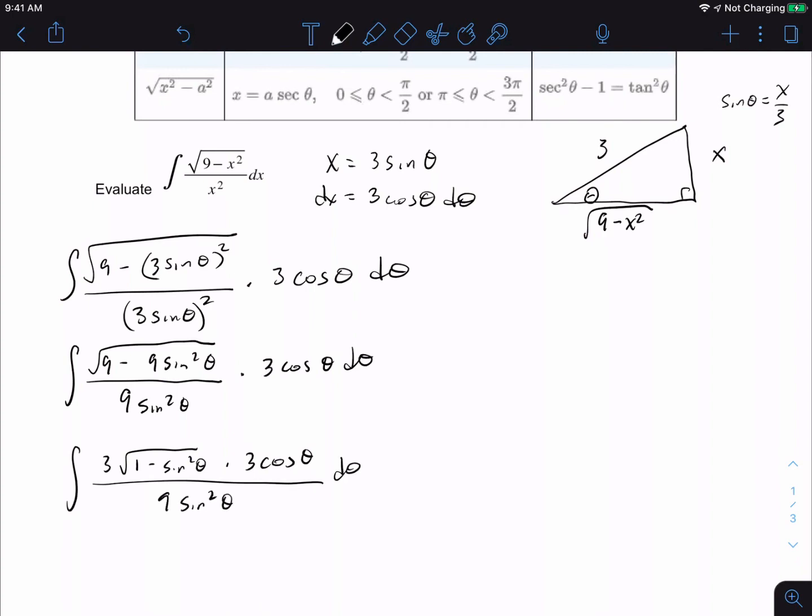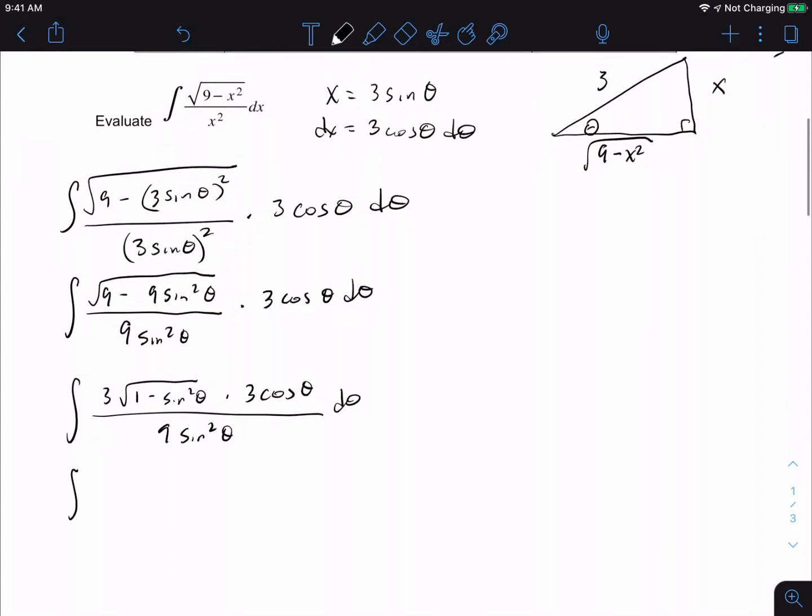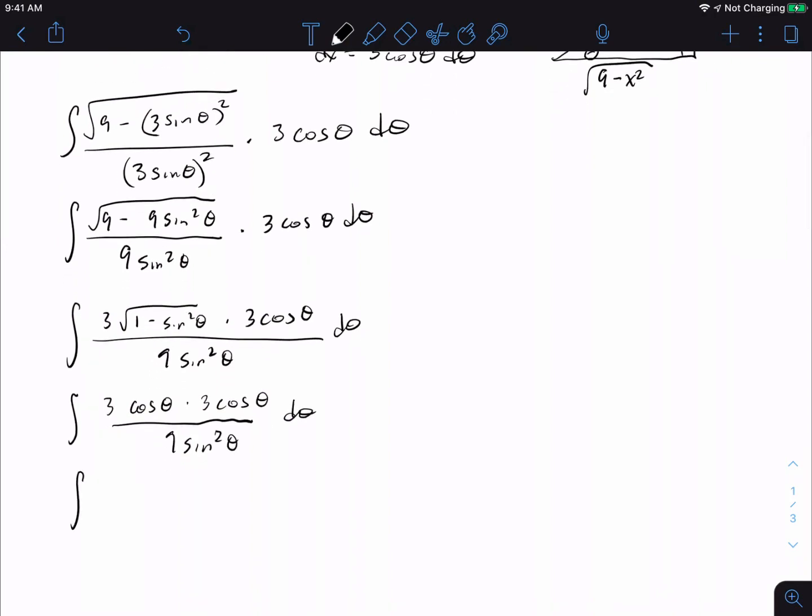I'm trying to show you all the work. I don't want to skip steps. 1 minus sine squared theta is what? Isn't that cosine squared theta? Yes. And the square root of cosine squared theta is cosine theta. So I should end up with 3 cosine theta times 3 cosine theta all over 9 sine squared theta d theta, which the 9's cancel, and I'm going to get cosine squared theta over sine squared theta d theta.